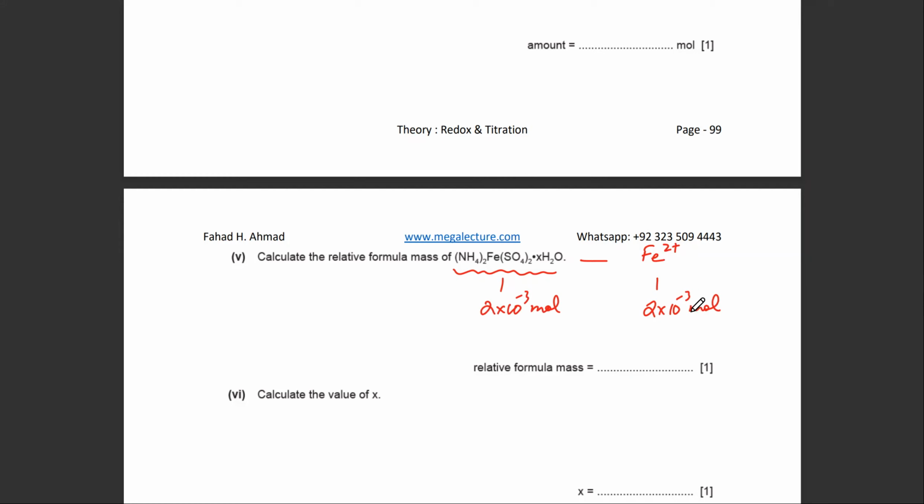So if I'm getting 2 into 10 per minus 3 moles of the Fe2 plus ions in the solution, then I must have dissolved exactly the same amount of moles of this salt. Is this clear? Is this clear, Sidra? Yes.